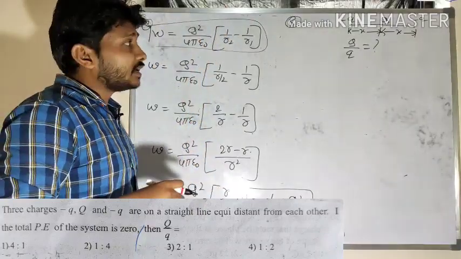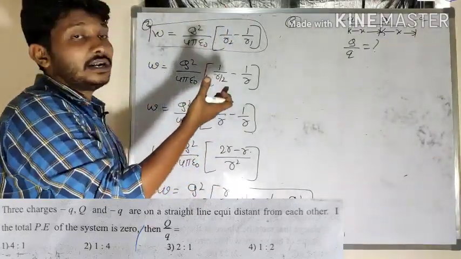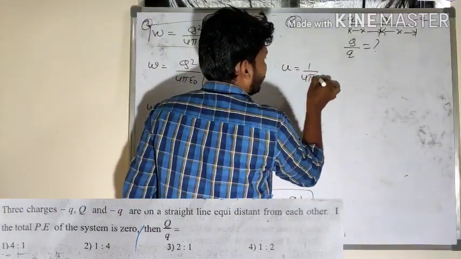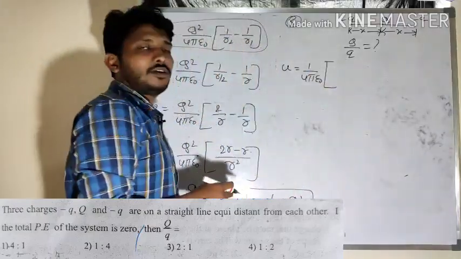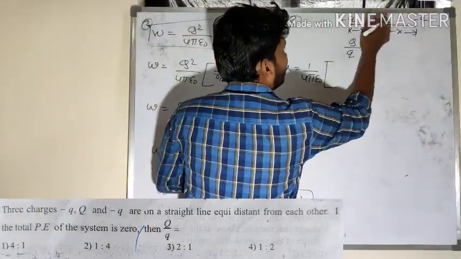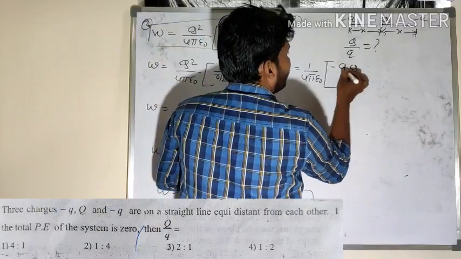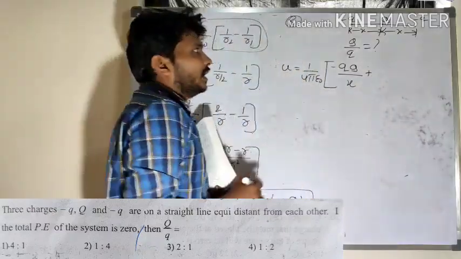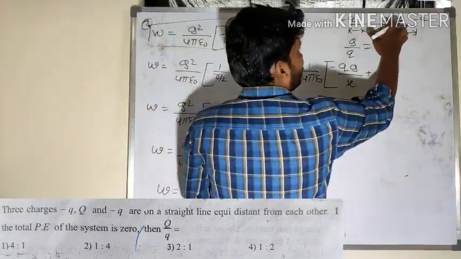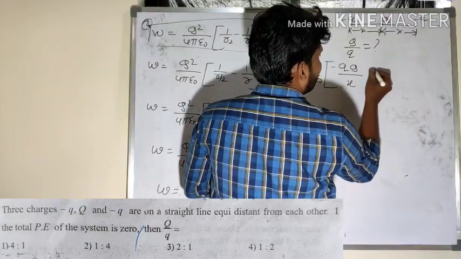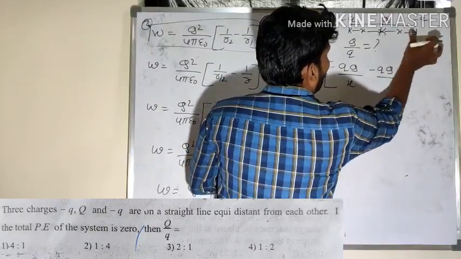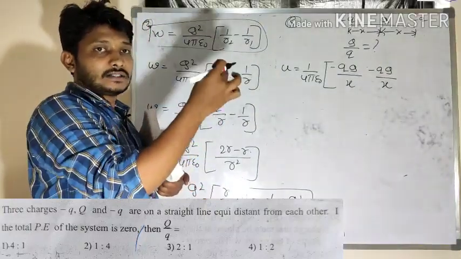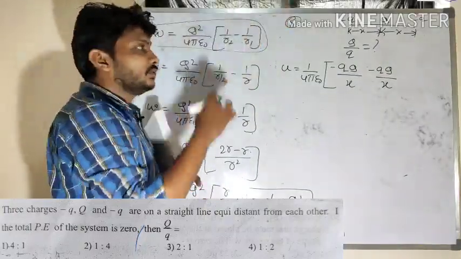So how many charges are there? 3 charges are there. This is related to a system of 3 point charges. So U is equal to 1 by 4 pi epsilon naught, Q1 into Q2, so minus of q into Q. What is the distance here? x. Next is Q2 into Q3, so plus Q into minus q, minus of q into Q. What is the distance between them? x. Then plus of Q2 into Q3, plus of Q3 into Q1.